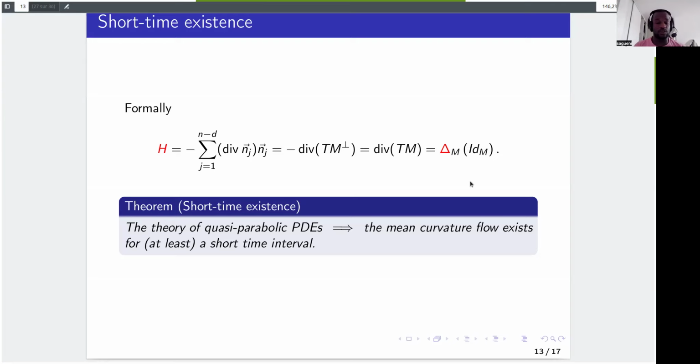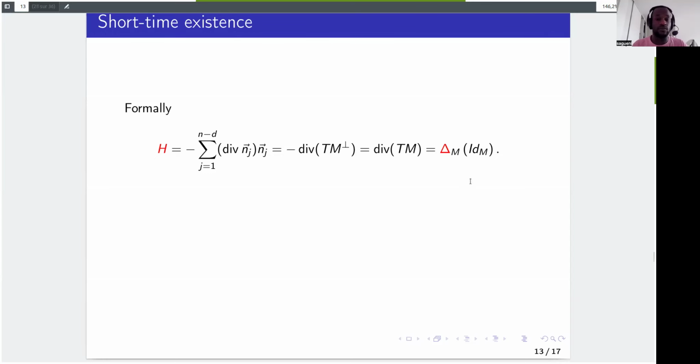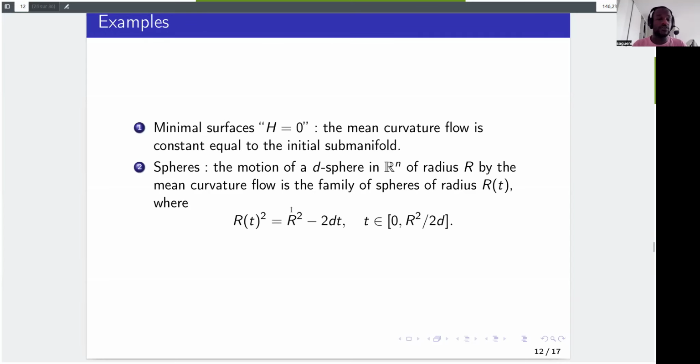So we use the same techniques of parabolic PDEs to prove that any quasi-parabolic PDE has a short-time solution, and we apply it to the mean curvature flow, and we have existence of mean curvature flow for a non-trivial interval of time, for at least a short-time interval. In these two cases, we have existence for any t. Well, here it doesn't change anything, and here it disappears. It disappears in finite time when t equals r squared over 2d, and then it becomes just a point, and then it disappears.